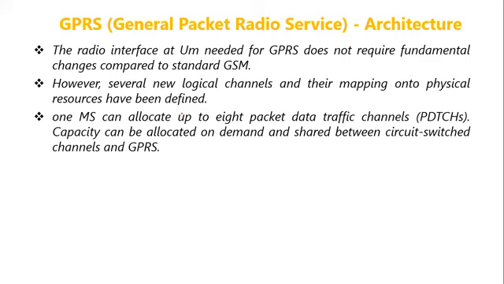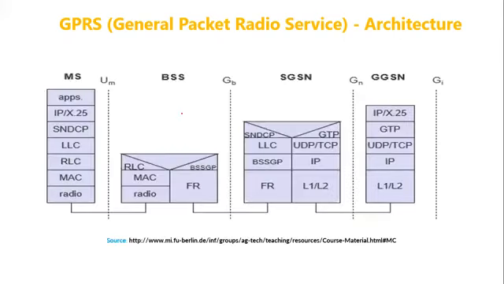Capacity can be allocated on demand or shared between circuit switched channels and GPRS. So this allocation can be done dynamically with load supervision, or alternatively capacity can be pre-allocated. It depends.